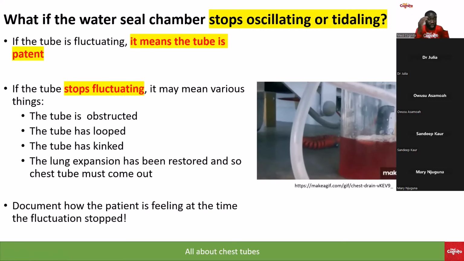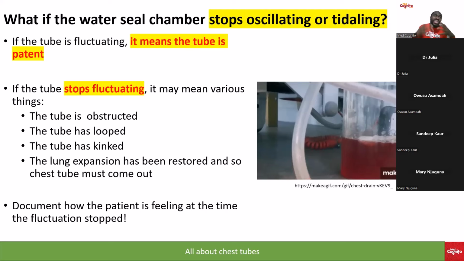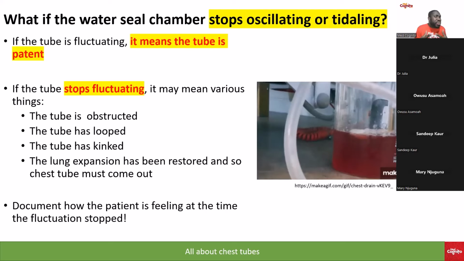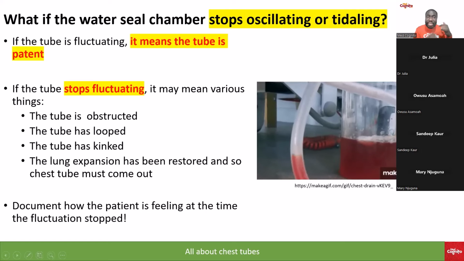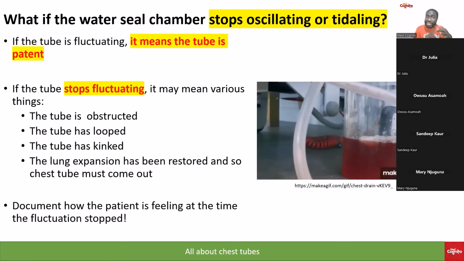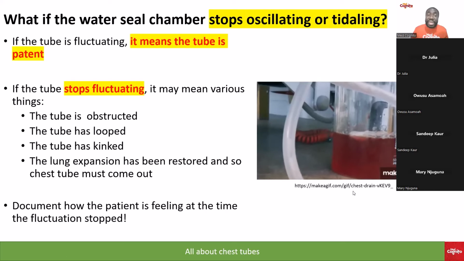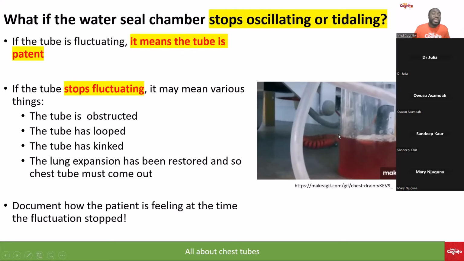So you must know for your MCQ, for the NCLEX, if the oscillation stops, what are the things which should come into my mind? Either the tube is obstructed, the tube has looped, the tube has kinked, or the lung expansion is back to the negative pressure it should be, and therefore the chest tube must come out. As soon as you see that, you want to document and get someone to come and assess the patient. You also want to watch and see if there's any kinking, any obstruction. After you've watched all those things and there's nothing, you want to call the doctor to come and see that, look, the thing is not oscillating anymore. And so what can we do about it?